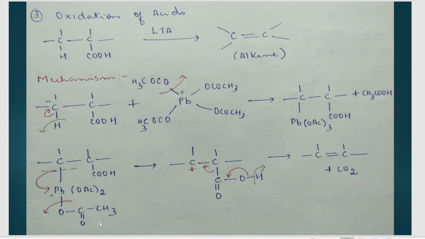Now, we have this part of the molecule, that is CH3COO minus, that has left. So one bond is broken over here. As I said, these red lines indicate bond breaking. And here there's one more bond that is broken, and Pb has gone out as Pb(OAc)2. What are we left with? This carbon which has a positive charge on it, and then this group, that is COOH. I have just opened the COOH here and written.